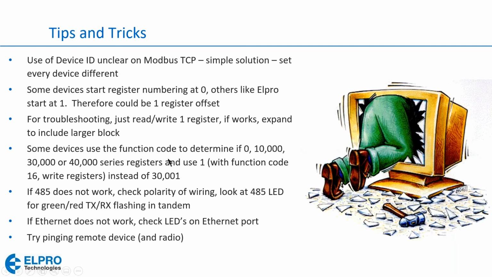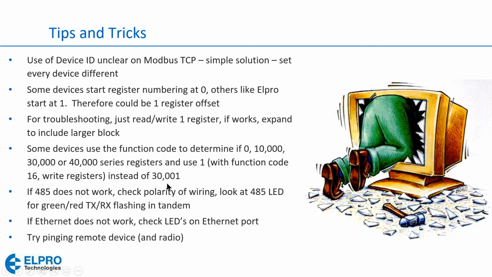So as we mentioned earlier, some devices use a function code, like we saw function code 16, write registers, to determine if the 0, 10,000, 30,000, or 40,000 registers should be indicated by using a 1 instead of 30,001. So this is another thing. Sometimes it's really simple, just trial and error. Try entering 1 or 30,000. In our devices, of course, we know exactly what these numbers should be.